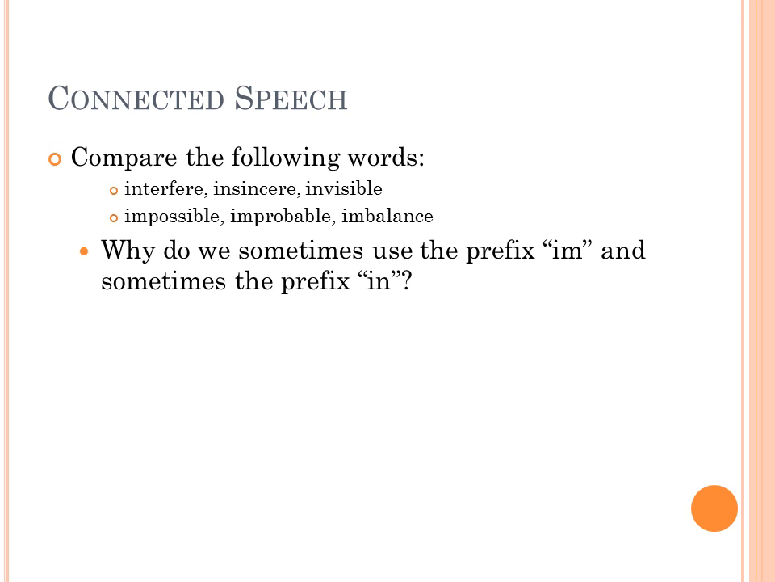Compare the following words: interfere, insincere, invisible, impossible, improbable, imbalance. Why do we sometimes use the prefix im and sometimes the prefix in? It's actually the same prefix. It's pronounced differently and written differently in these different sets of words. Why does this kind of negating prefix change in these different cases? You might want to stop the recording and think about this, maybe make a little guess.